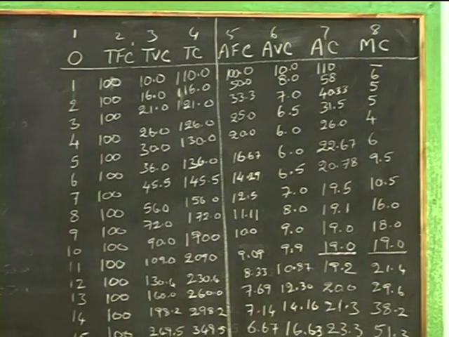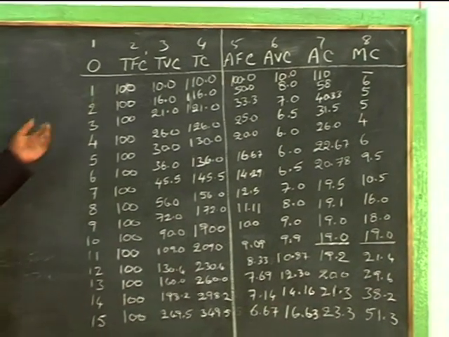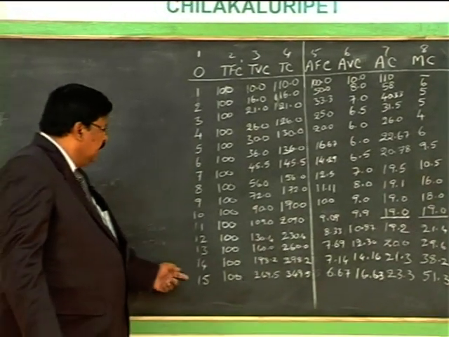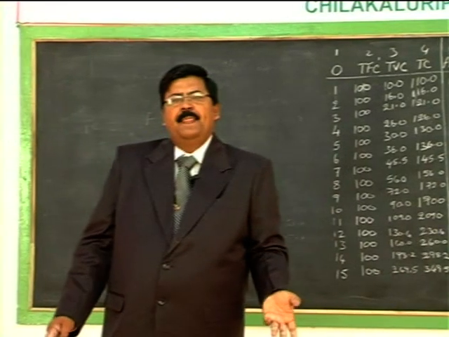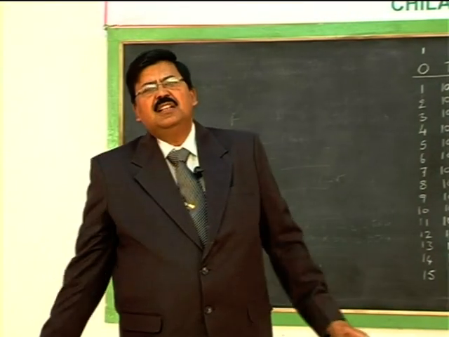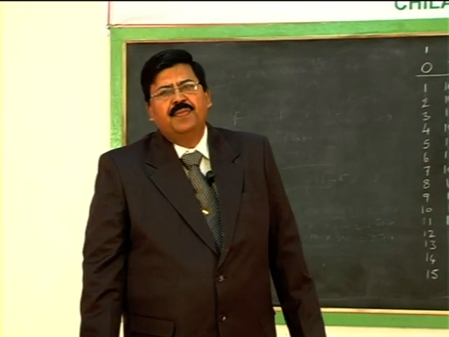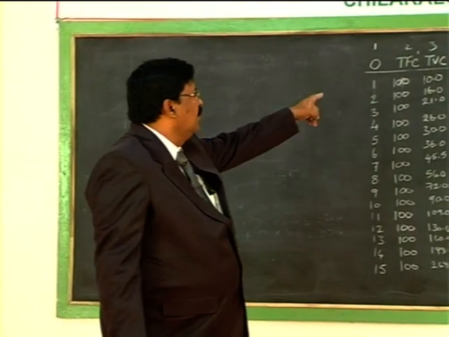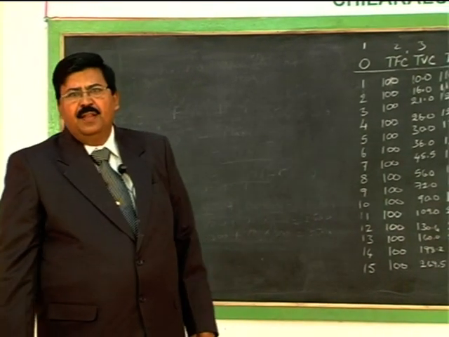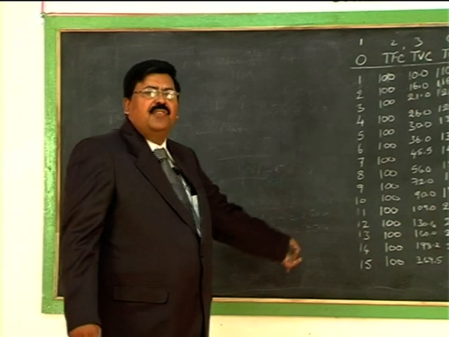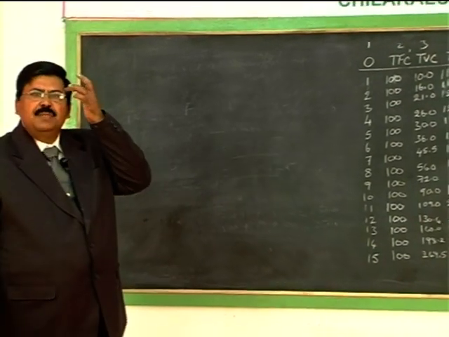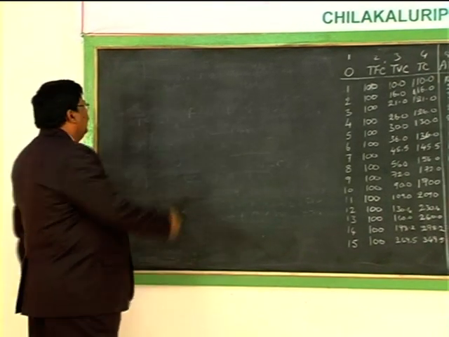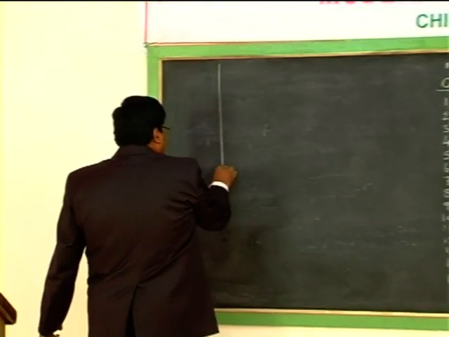What you observe here is, as quantity of output goes on increasing, fixed cost remains constant. That's what we have said. That is, fixed cost remains constant irrespective of the level of output. Even if output is 0, fixed cost would be 100 here. Up to 15 or 15,000, it remains the same. So if you want to present the same in the form of a graphical presentation, the curve will be like this.